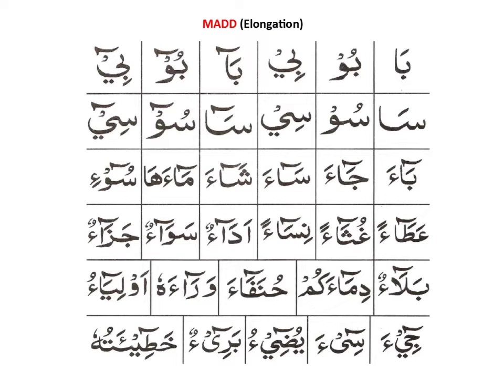Sin alif zabar sa. Sin waw pesh su. Sin ya zir si. Now the 3 words with the mad. Sin alif zabar sa. Sin waw pesh su. Sin ya zir si. Well done. Let's move on to the third line now.